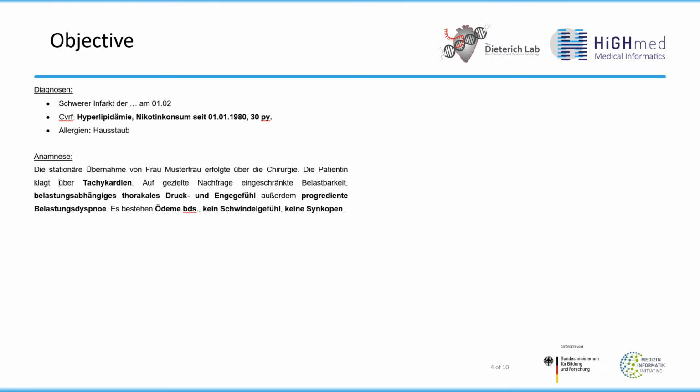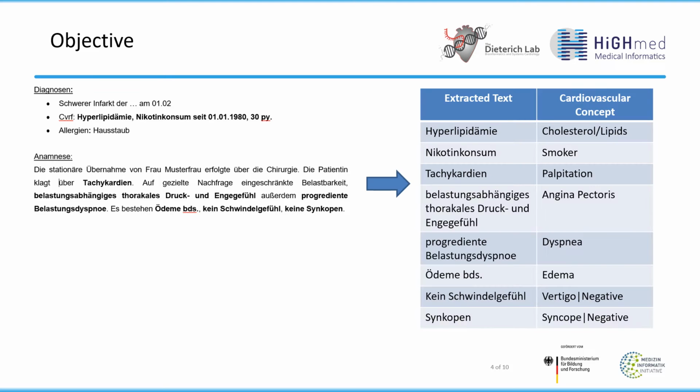To use the clinical information relevant for cardiologists in state-of-the-art data-driven pipelines, we need to extract structured information from these documents. In the table, you can see extracted sequences of words labeled with cardiovascular concepts, like angina pectoris, dyspnea, etc. It becomes obvious that often this information is just described implicitly in the documents and not explicitly, to store them in a structured form. For example, if we have a look at the angina pectoris, the extracted text here is describing it with the words belastungsabhängiges thorakales Druck- und Engegefühl.